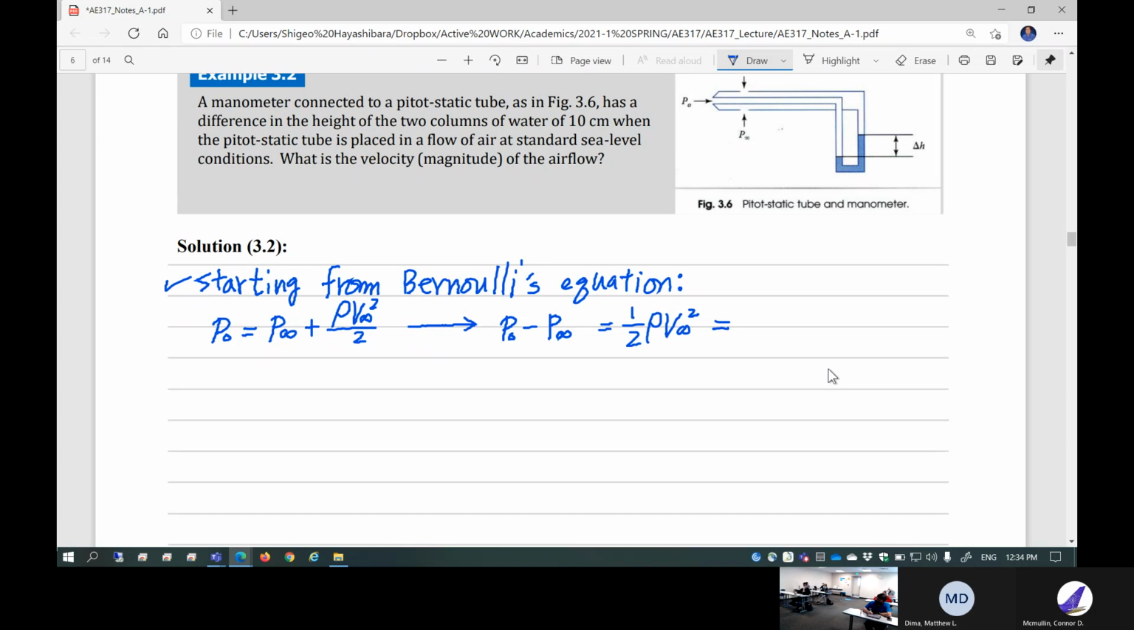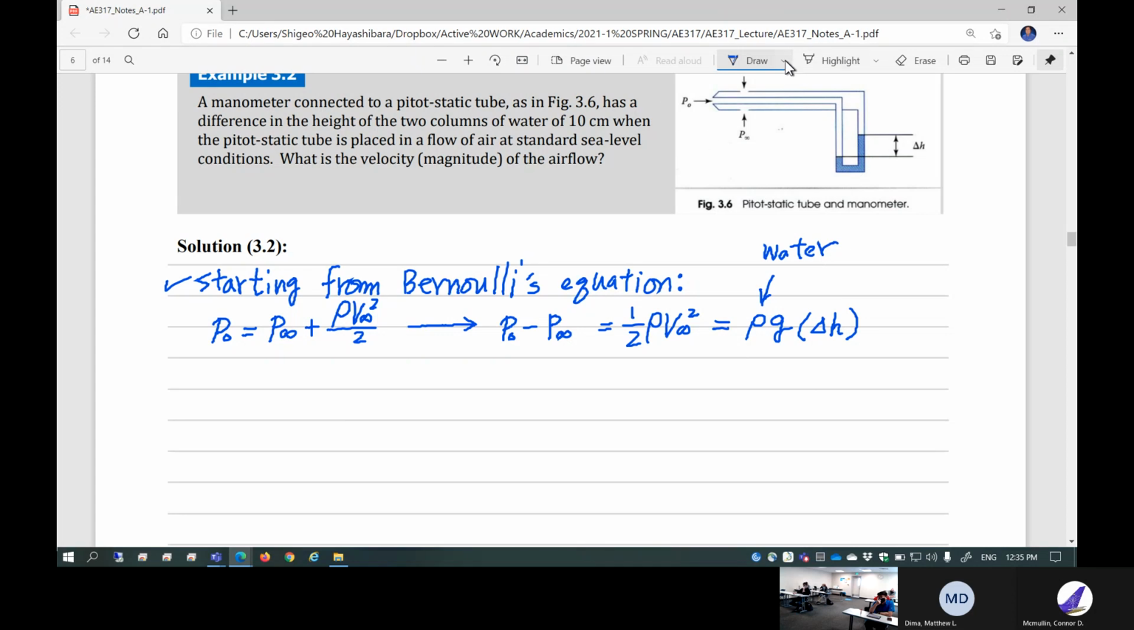Okay, the manometer equation comes into play. What is the manometer equation you can apply for this situation? Delta P is equal to rho G delta H. So the question is P0 minus P infinity. Yes, that's right. So this is going to be rho times G times delta H. Here we go. What kind of rho are you talking about? This is a water rho.